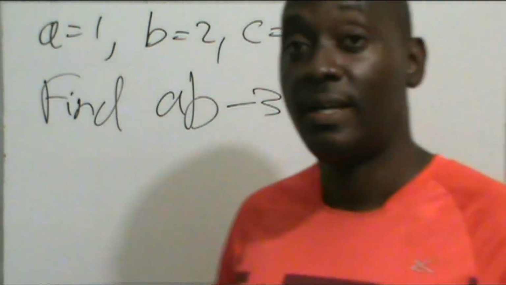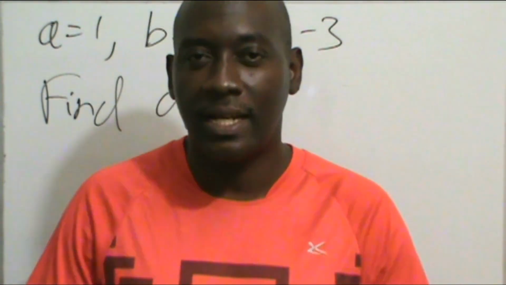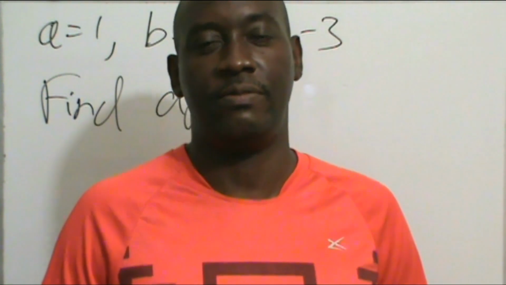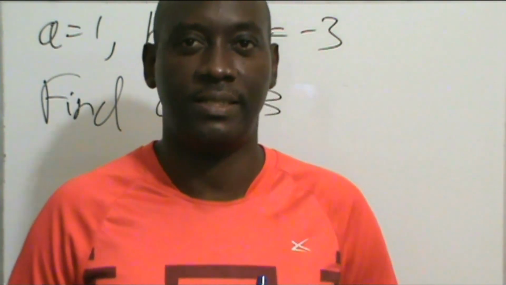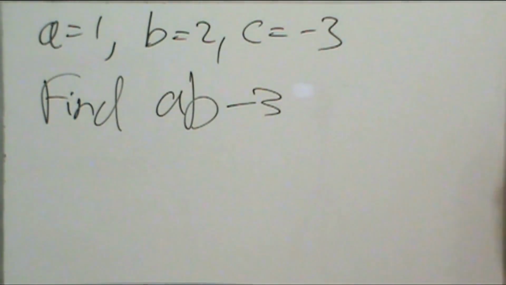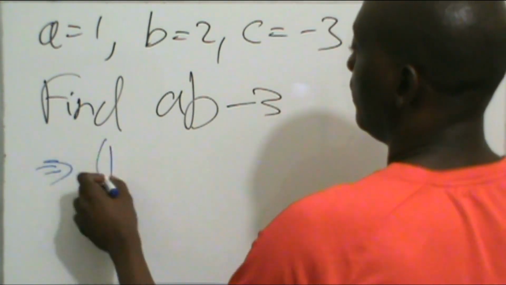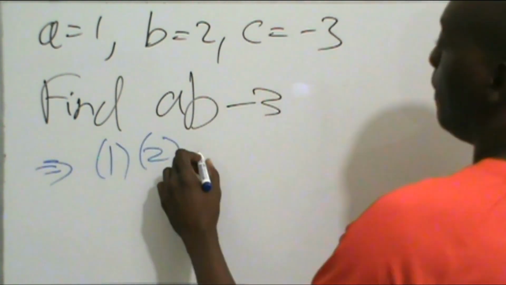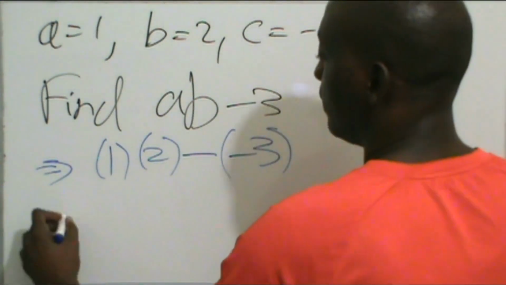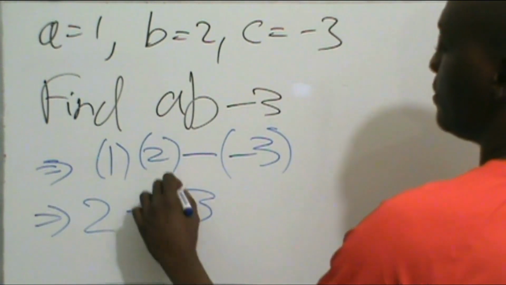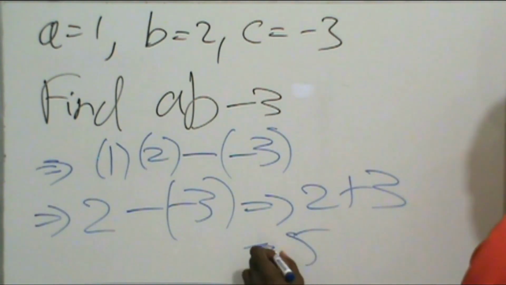Now, another point that I want you all to note is the use of brackets. It cannot be stated often enough that your brackets are the key to keeping yourself safe in this particular type of question. So, in a situation like this, you substitute. You will get 1 in brackets by 2 minus, this is the same minus sign here, minus 3. 2 by 1 is still 2. 2 minus minus 3, which is equal to 2 plus 3, which is equal to 5.